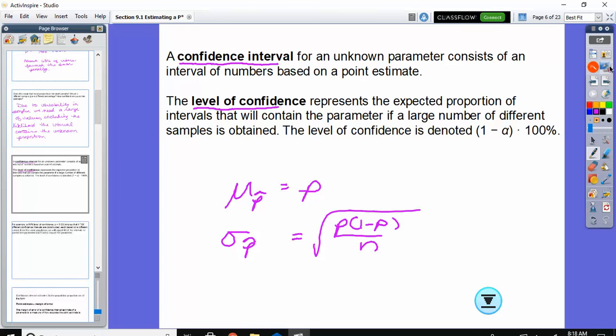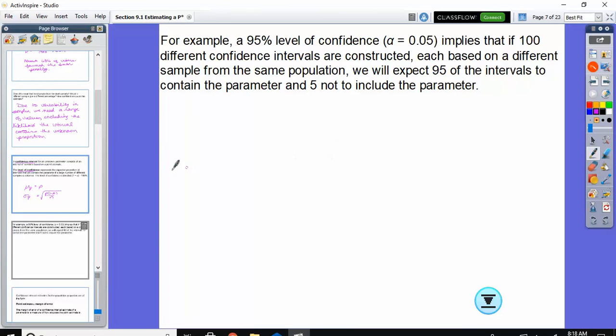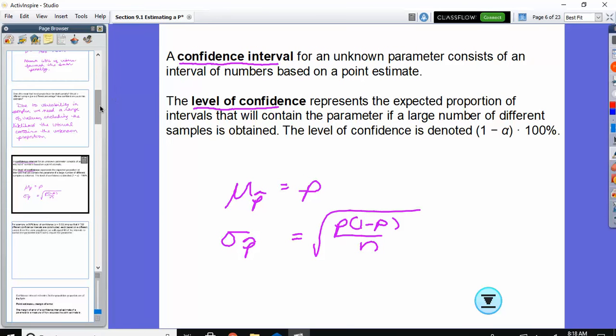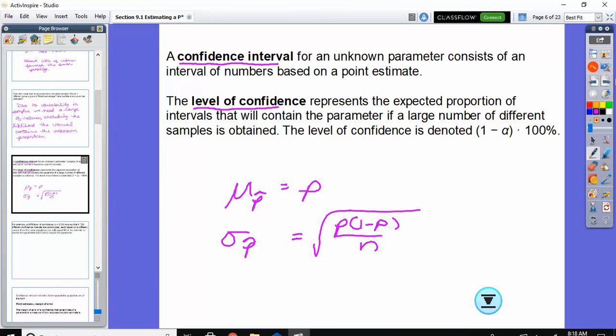So it will give us our confidence interval. So it's 1 minus alpha times 100%. It's just going to say build a 90% confidence interval or a 95% confidence interval, something along those lines. And what it means, it's going to be found by taking your point estimate and adding and subtracting an amount. That amount is what's called the margin of error.